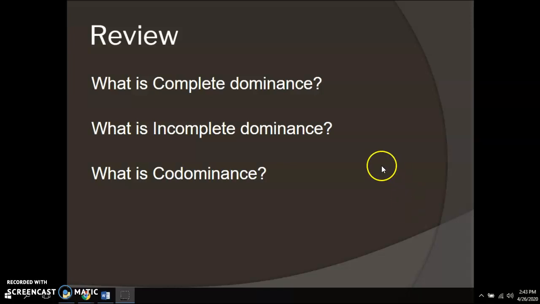Okay, so I always think of it as complete dominance is one over the other, incomplete dominance is blending of the two, and codominance is both. You get both traits. All right, so that is a recap of yesterday. Today, we're going to talk about a couple more of our types of inheritance.